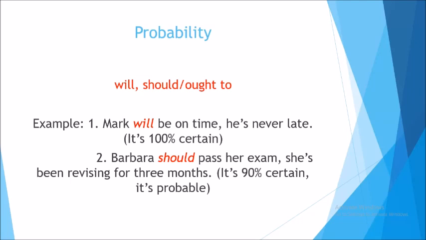The second example is Barbara should pass her exam. She's been revising for 3 months. This is 90% certain, so it's probable. When you use should, you are 90% certain.